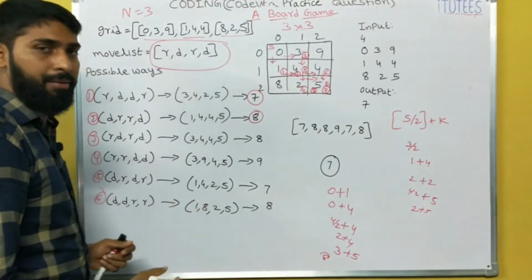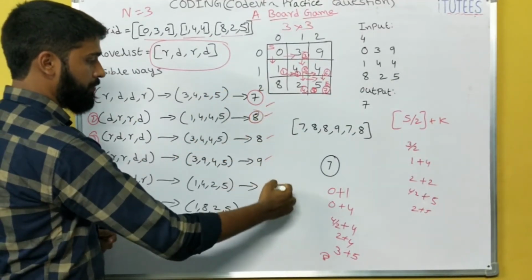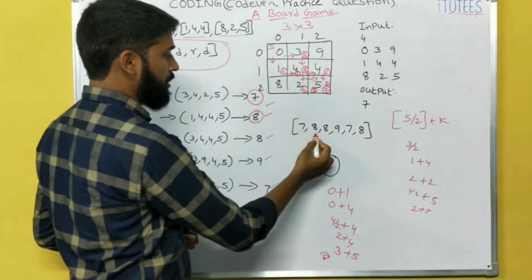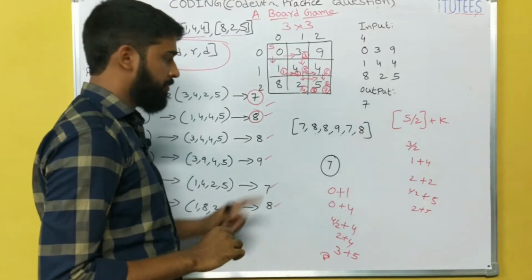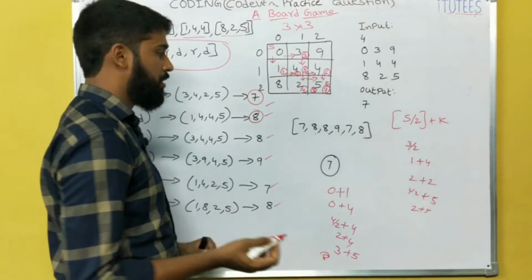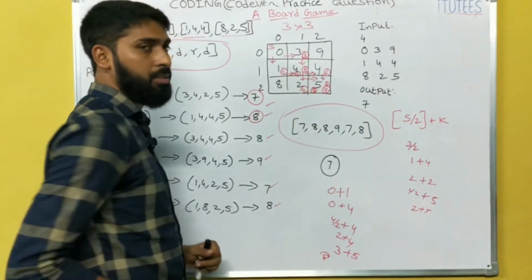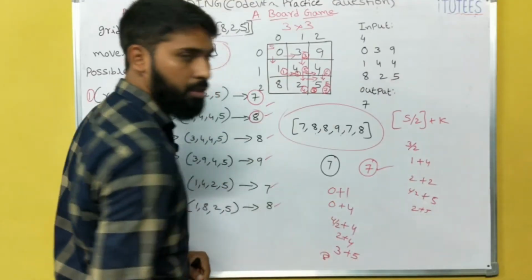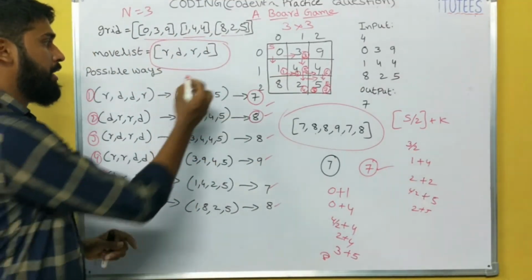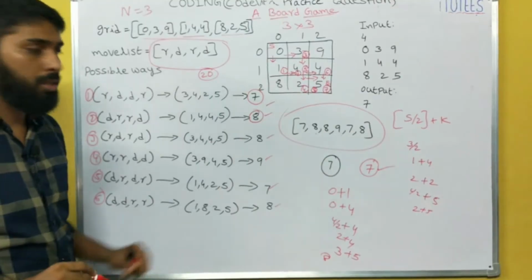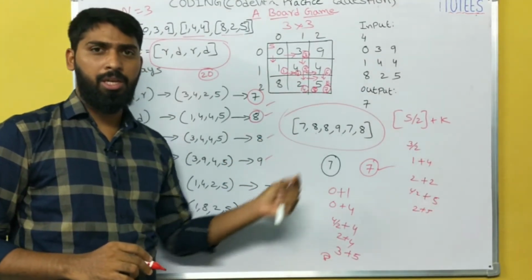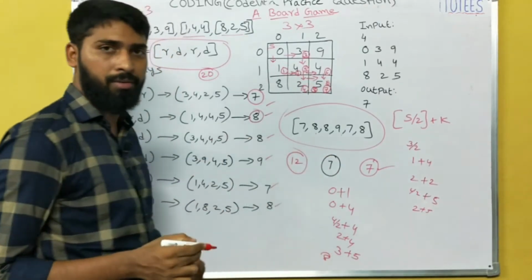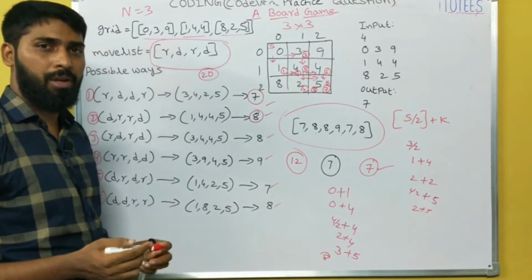In a similar way, we can find all the values for all the combinations. Now I can store all these values in a list: 7, 8, 8, 9, 7, 8. Now we are going to find the minimum number in this. What is the minimum number? 7. So 7 is the output. For 4 by 4, we get 20 combinations, and in that we find the minimum value. In that case, the minimum value is 12. Now we are going to see the program.